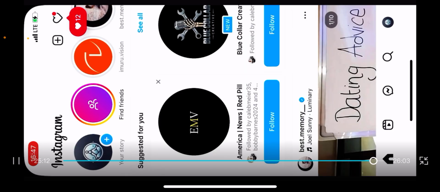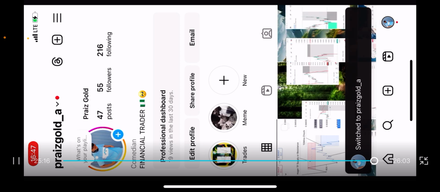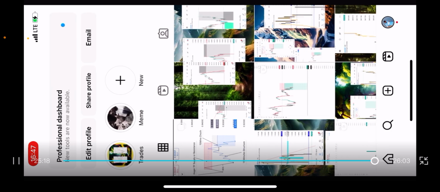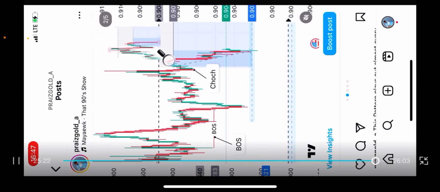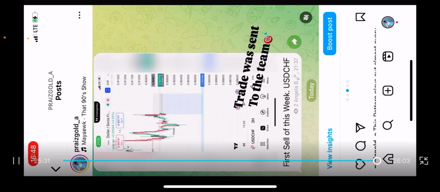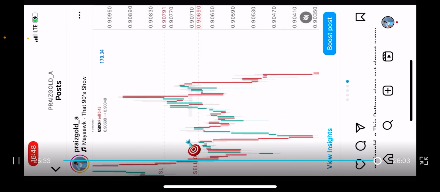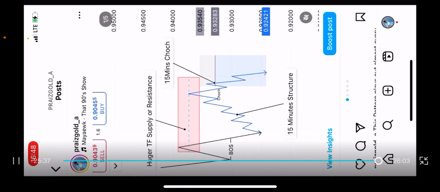Let me show you guys my IG. I post important educational stuff right here. As you can see, I posted the trade I took, which I just explained to you guys. I posted it. It was sent to the team. As you can see, I drew this for you guys to go and backtest.